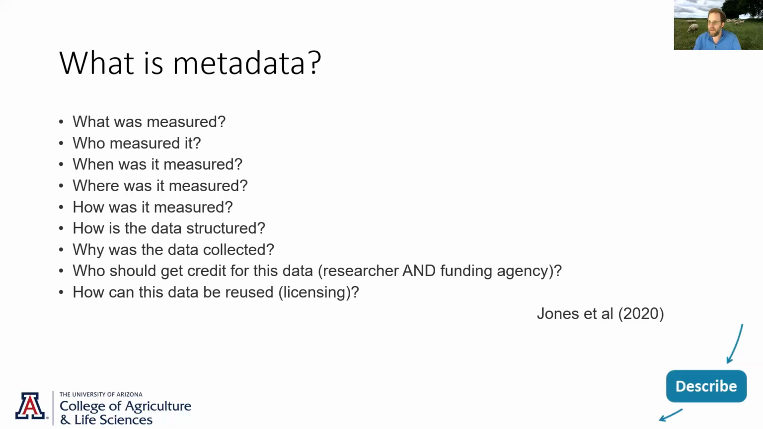Other very important information is, how is it structured? When you look at this file that I was showing earlier, how is it structured? What are the variable names? Who collected it? Who gets credit? And also, how can the data be reused? If you don't provide people information about whether they can reuse it or not, even if you wanted it to get reused, giving them the permission is important.